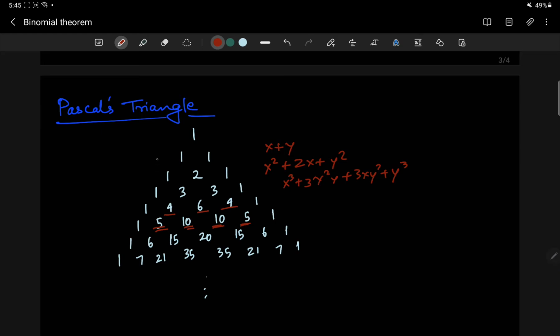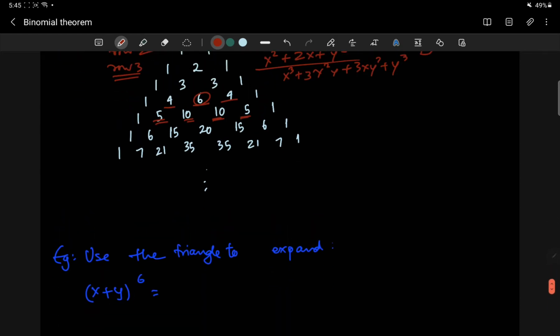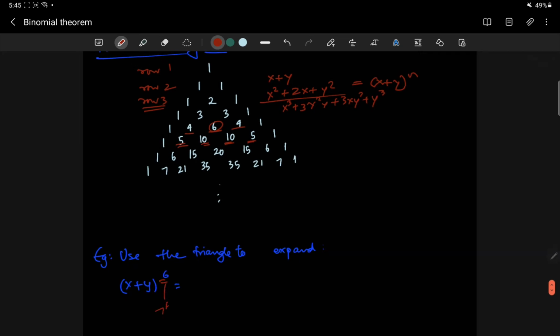So if I construct this triangle, I have to just be careful that I use the correct row. So this is, say, row 1, row 2, row 3. So if I'm raising it to the power n, then I'm looking at the n plus 1th row. And then I can go across and pick which coefficient. So let's use this triangle for x plus y to the 6. 6 means I look at the 7th row. So that's 1, 2, 3, 4, 5, 6, 7. That is my 7th row. Once I have my 7th row, the first and the last is always 1 and then it's 6.